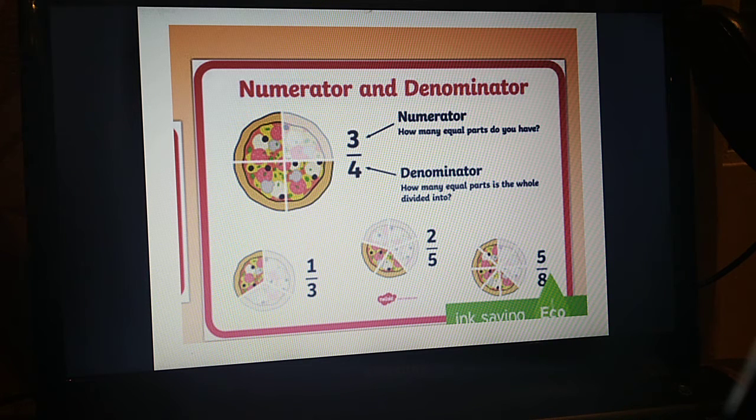Notice how the denominator is down. This is an easy way to remember. So the numerator is up, the denominator is down in the bottom. As you can see in this nice pizza, someone ate 1 slice and left 3. So the leftover of the pizza is 3 out of 4. The numerator is 3 and the denominator is 4.